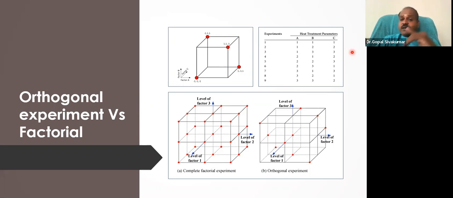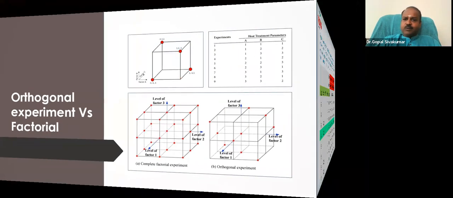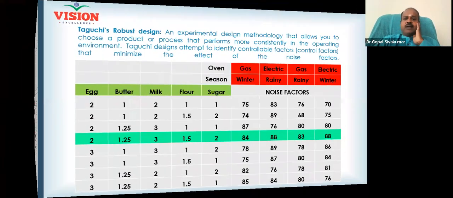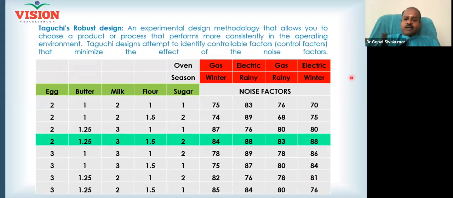This approach is helping you to reduce 27 experiments to just 9 experiments. This is called Taguchi's design. Right? You can read further later on. And now we are going to understand the advantage of the robust design, which is again a concept by Taguchi.